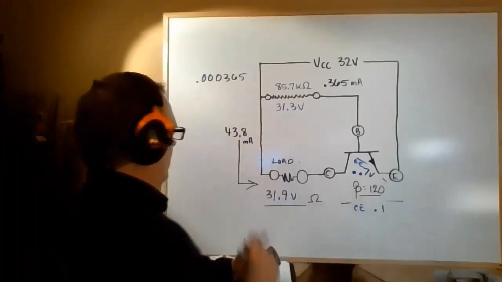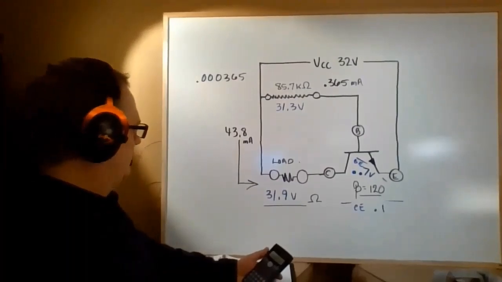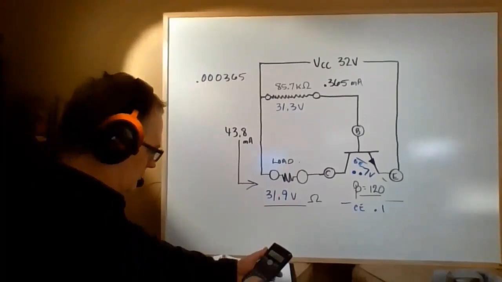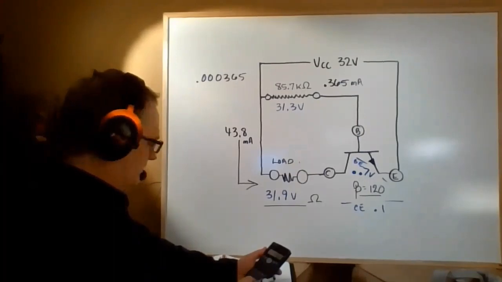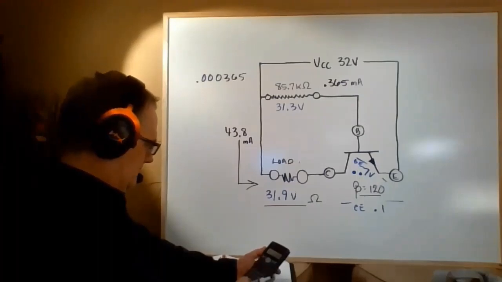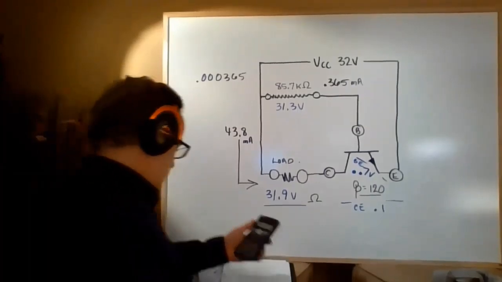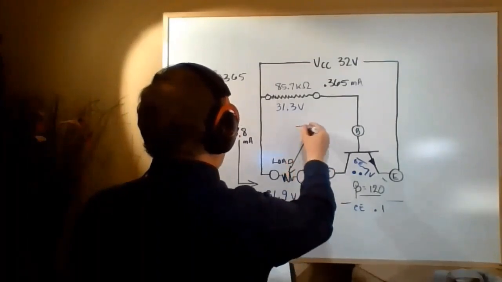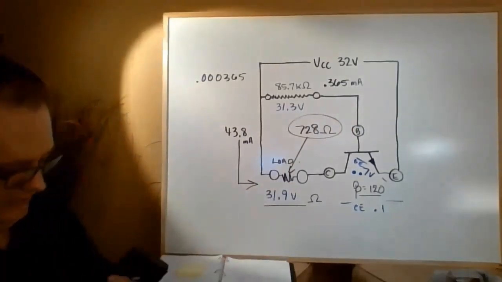Okay, now how do I find resistance when I know voltage and current? So R is E over I. So we want 31.9, and we want to divide it by the 43.8 milliamps, and it looks to me like the answer is 728 ohms. So this resistor right here, 728 ohms. That's the load resistance.